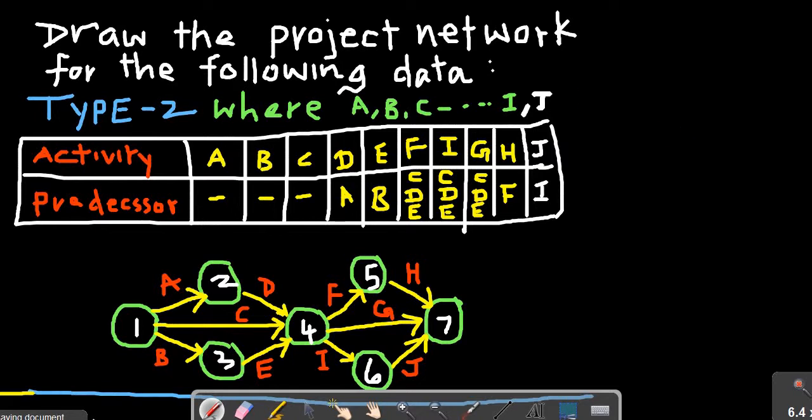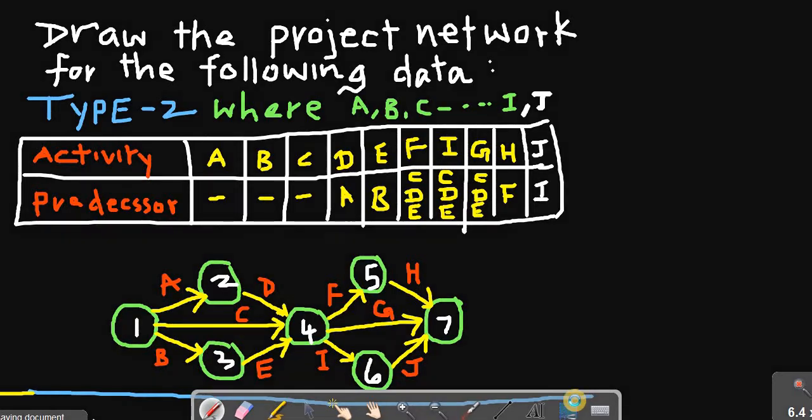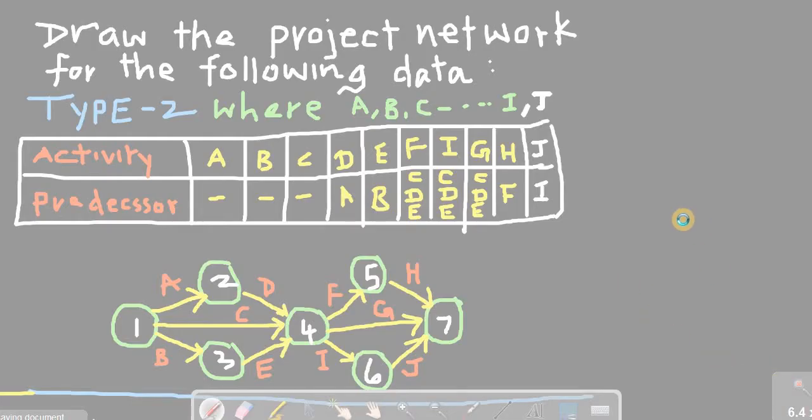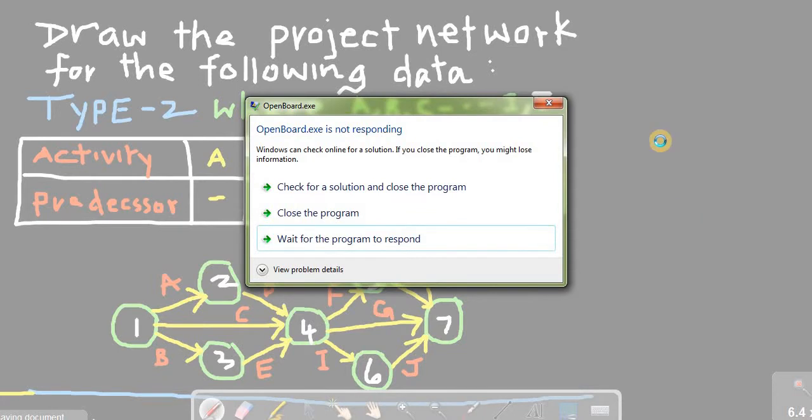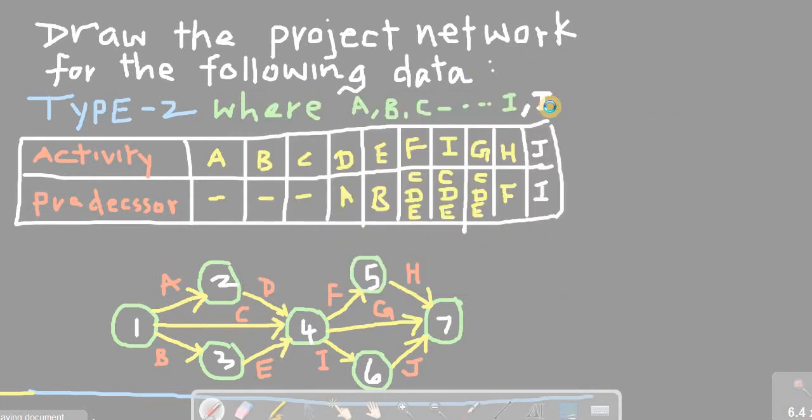Wait, please. The software is not working properly. That is a problem. We have to wait. I don't know the reason why the software is not working properly. Wait please, let the software come to the normal position, then we will continue. It is a fact, software problems are always there.